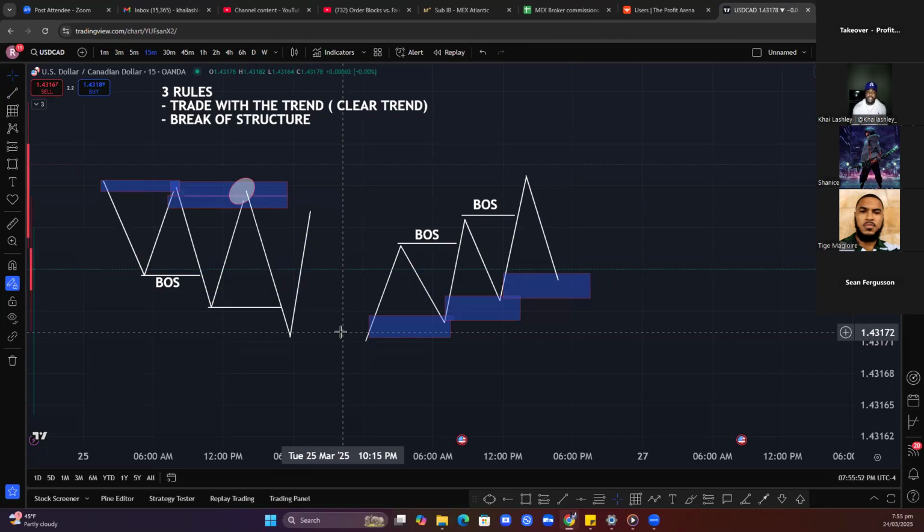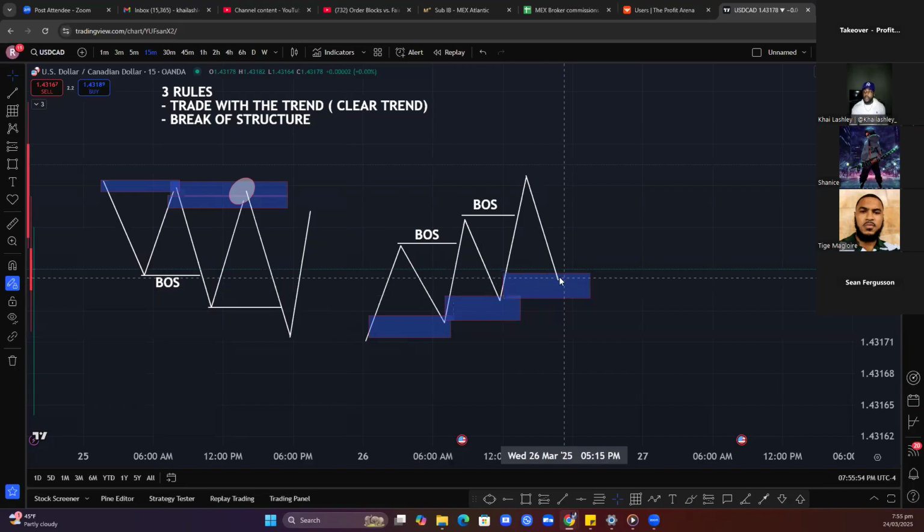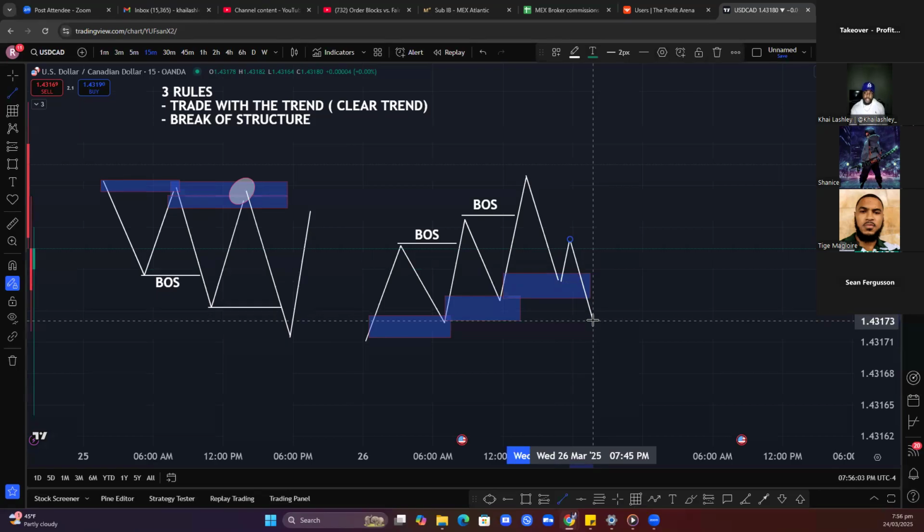Because like I said, there's nothing that says that, yes, price broke this high, boom, we push back down and so forth. There's nothing that says the market can't reverse now. But the likelihood of it happening is not that high.